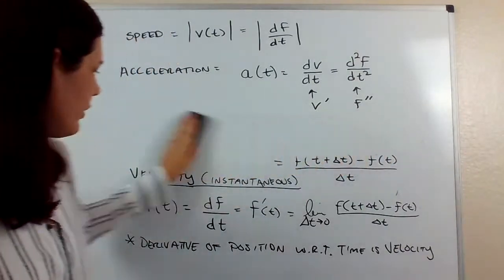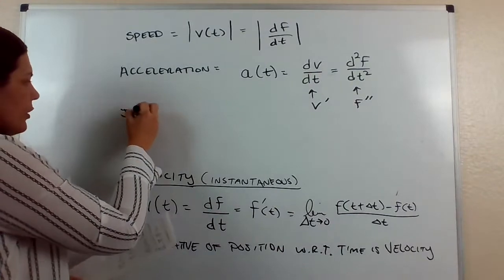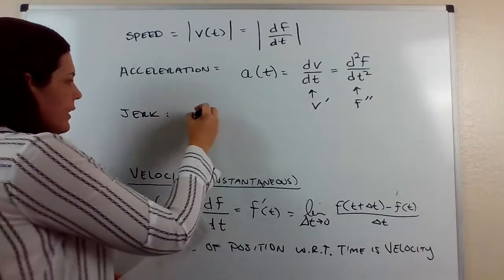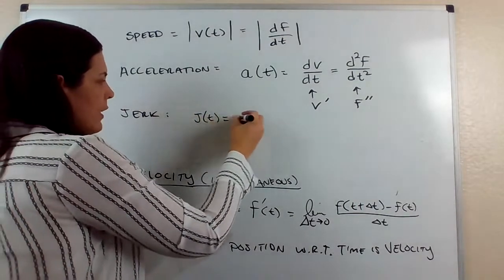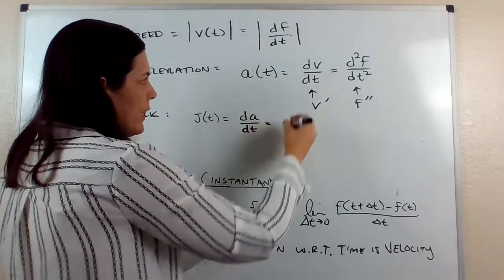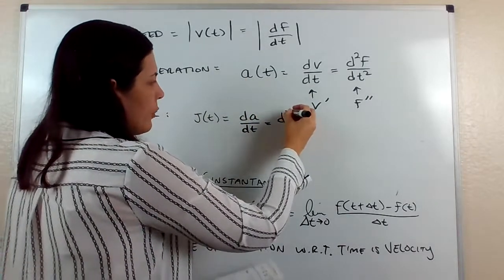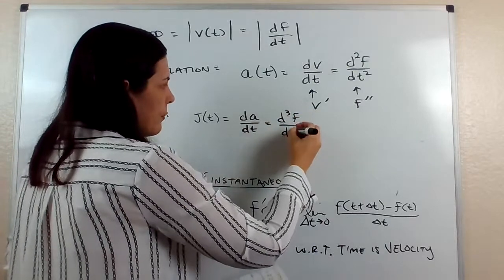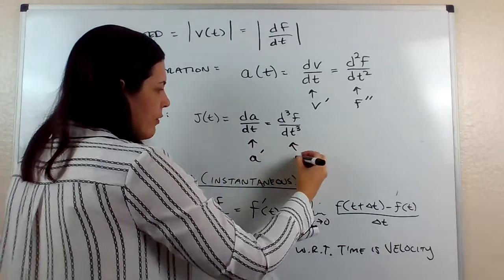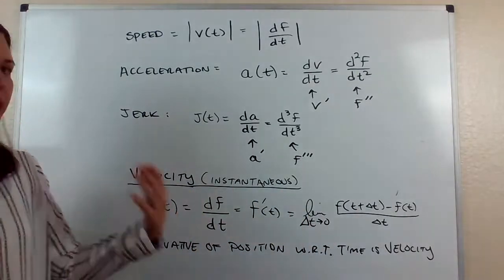But there is one more kind of interesting fact. If you take the derivative a third time, it's called jerk. Okay, so jerk is the change in acceleration. And so we could say j of t equals the derivative of acceleration with respect to time, which would be the second derivative of velocity, but it's the third derivative of position. Okay, so if you want to, you can call this a prime, and this would actually be f triple prime. All right, so jerk is basically the change in acceleration.